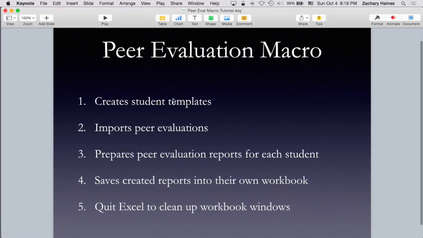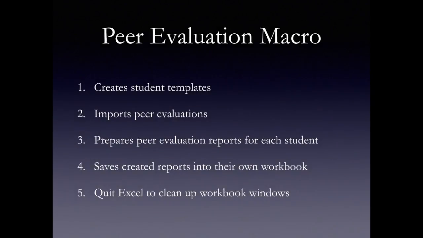So what this macro does is it creates student templates for each student. So that way it makes it easier for step 2, where it imports all the peer evals into the master workbook. And then 3, the macro prepares peer evaluation reports for each student, so that way they can be distributed to the students and they can be briefed anonymously on what the other students gave them for sustains and improves. Then 4, it saves each created report into their own workbook for that distro purpose.